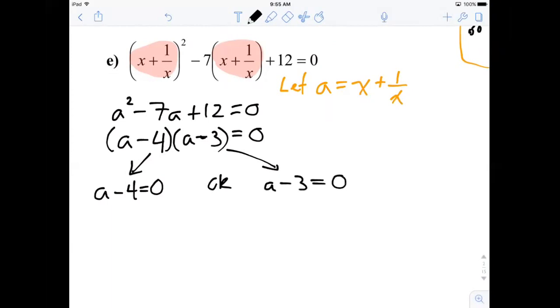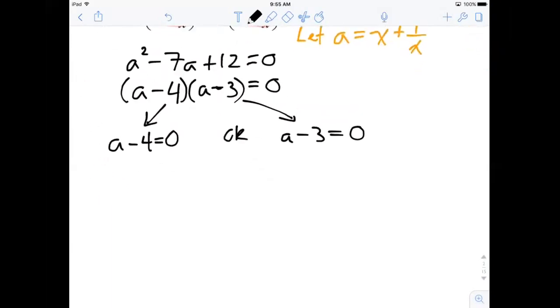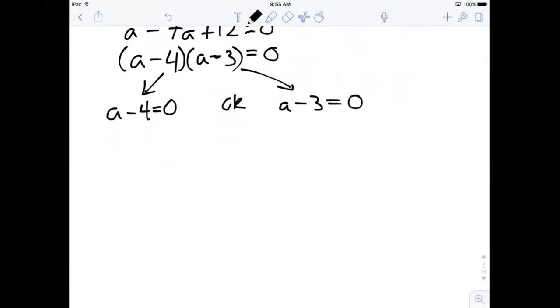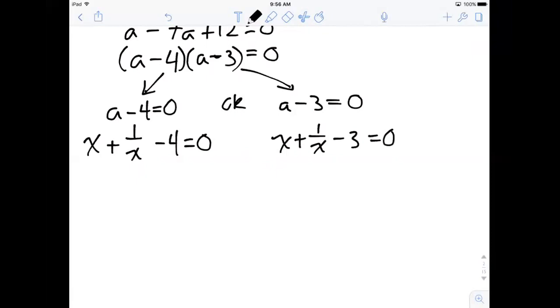But at this stage, just like we did in the previous one, now that we've used a for what we wanted to do, which was to factor that original very complex looking polynomial, now we can substitute the a back out. So a is going to be now replaced with x plus 1 over x. But I still have a minus 4 equaling 0 from that first branch. And in my other branch, it's going to be x plus 1 over x, but I still have a minus 3. And the whole thing's still equal to 0.